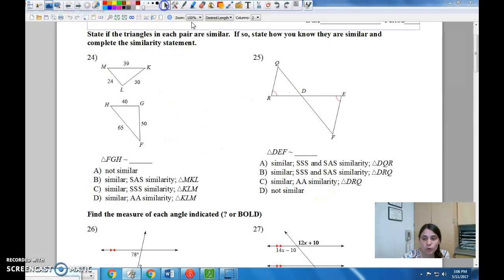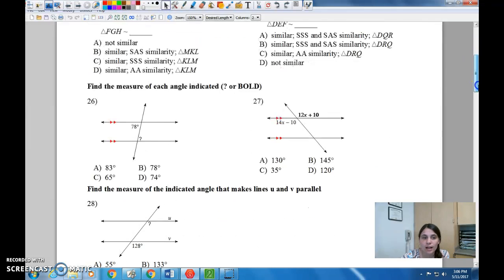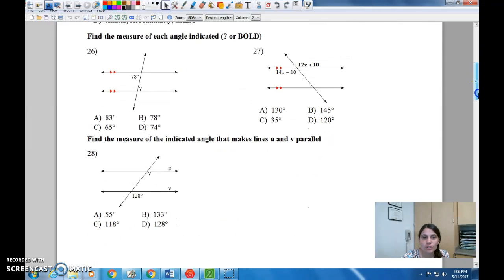Our next couple of questions are with our parallel lines. So we're trying to find the measure of each indicated angle. So the first one is this question mark. Well, these two angles are alternate interior angles, and alternate interior angles are congruent. So if this is 78 degrees, this is 78 degrees.